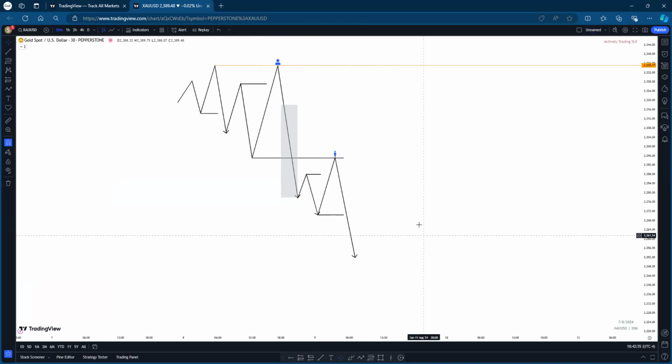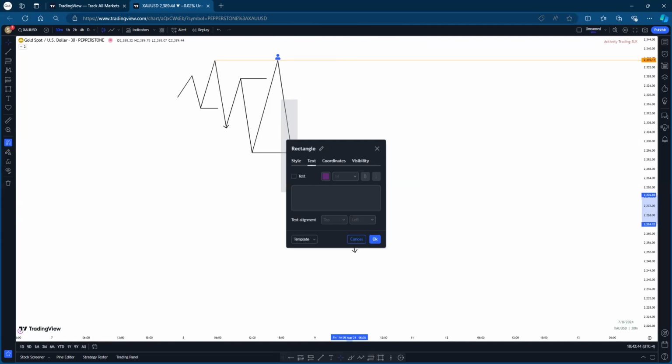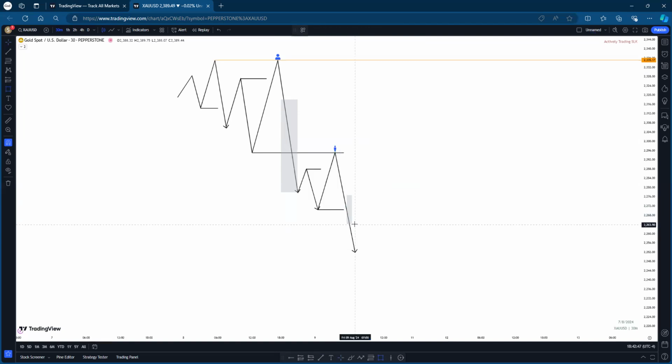So another type of continuation setup you're going to see is what I want to show you now, where you have an impulsive move to the downside that takes out external range liquidity, right? Then you have two consecutive candles to the downside. The first one actually takes out the external range liquidity. The second one trades to the downside, right? Those two consecutive candles now create for us what we call an open close key level. This is another type of continuation setup, right?